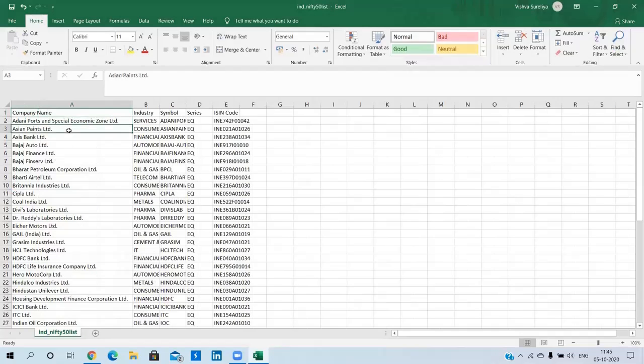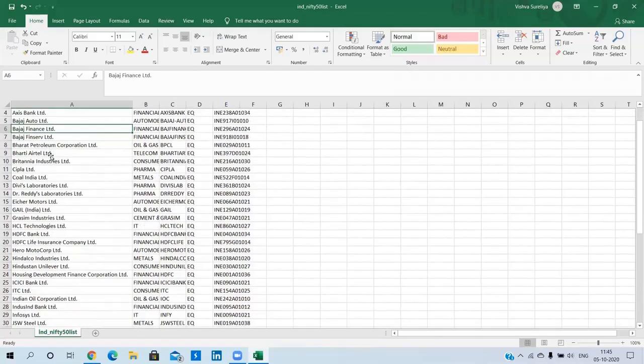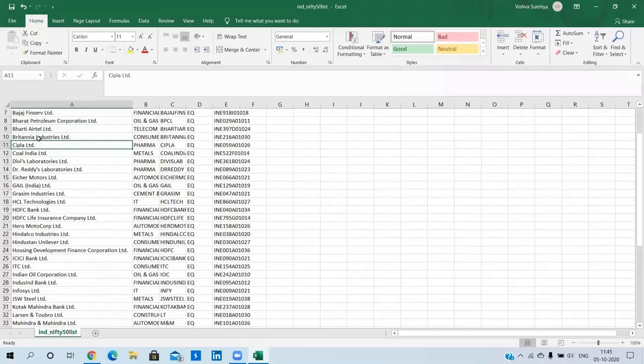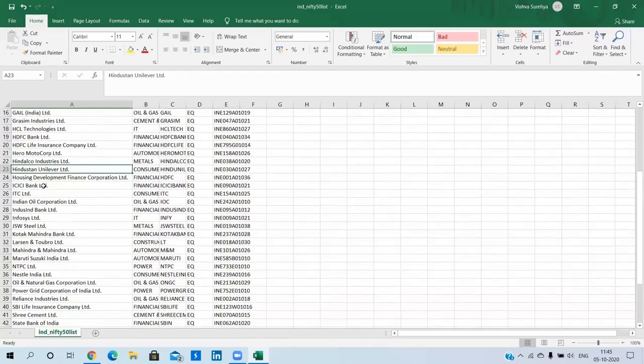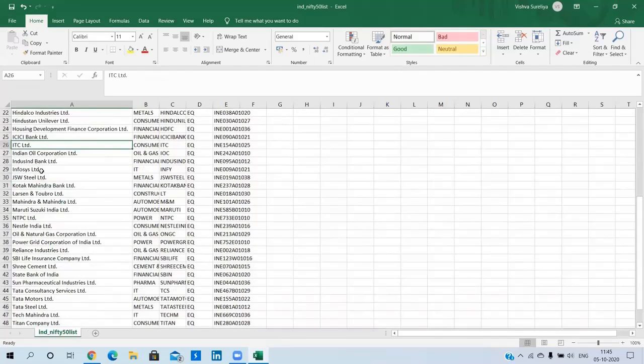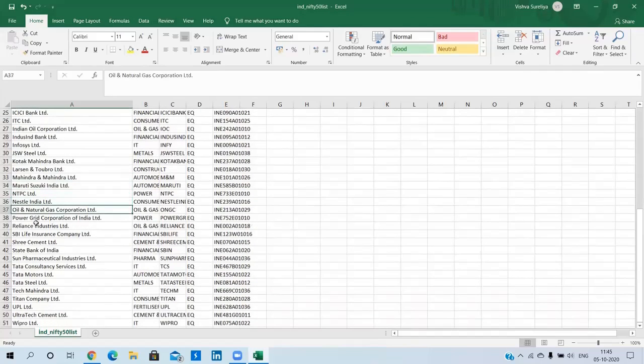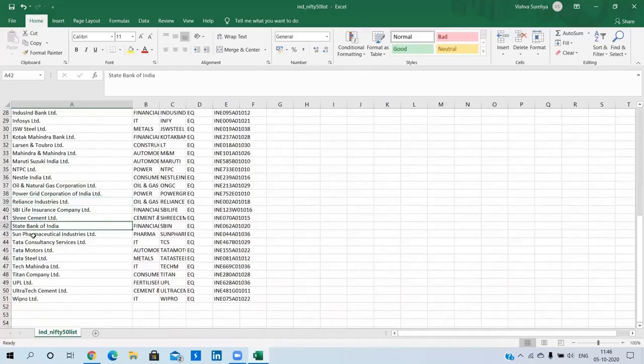So let's check a few known firms: Asian Paints, Axis Bank, Bajaj Auto, Bajaj Finance, Bharti Airtel, Cipla, Britannia, then Dr. Reddy's Laboratories, Eicher Motors, HDFC Bank, Hero MotoCorp, HUL, ICICI Bank, ITC, Infosys, Kotak Mahindra Bank, L&T, Mahindra & Mahindra, Maruti Suzuki, Nestle, ONGC, Reliance for sure, SBI, Sun Pharmaceutical, then TCS, that is Tata Consultancy Services, Tata Motors, Tata Steel, Tech Mahindra, then Titan, UltraTech and Wipro.